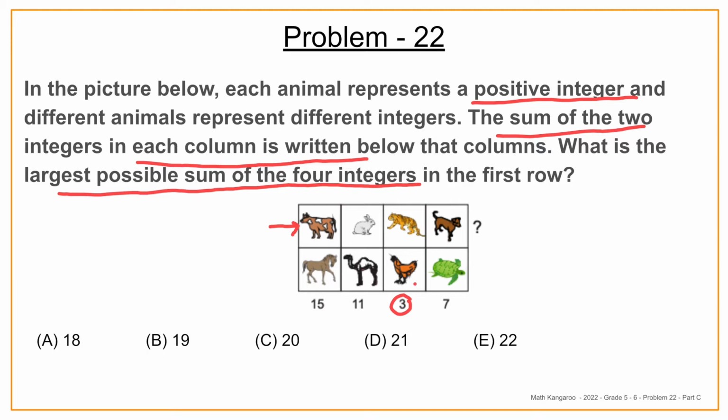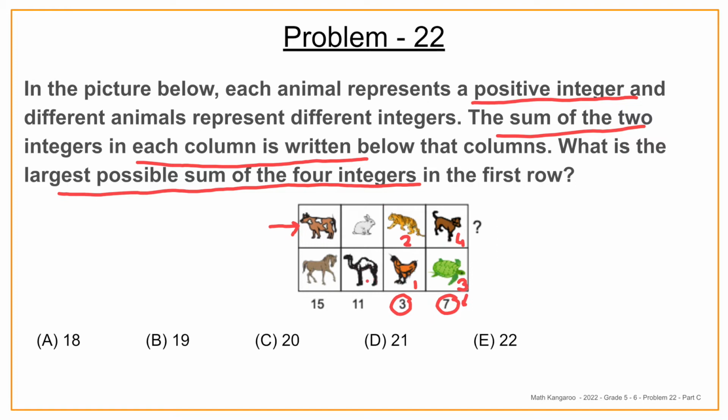Now let's start with the smallest column total, which is 3. So let's say hen is 1 and tiger is 2. So it becomes 1 plus 2 gives us 3. The problem says the top row should have the largest possible total. So we want to use the higher number there. Now the next smallest column total is 7. We write turtle as 3 and dog as 4. 3 is the next available integer. So 4 plus 3 gives us 7.